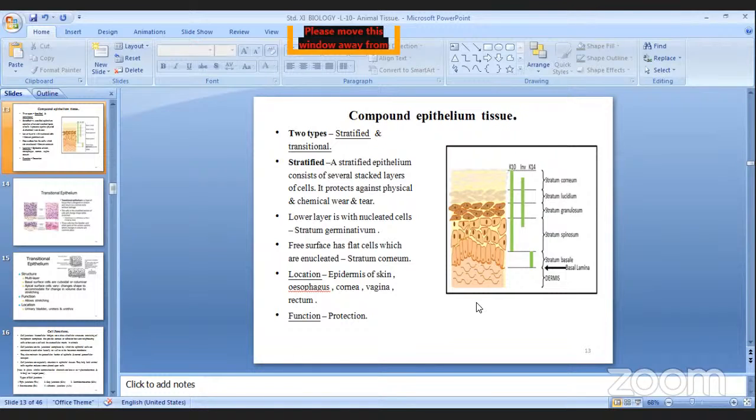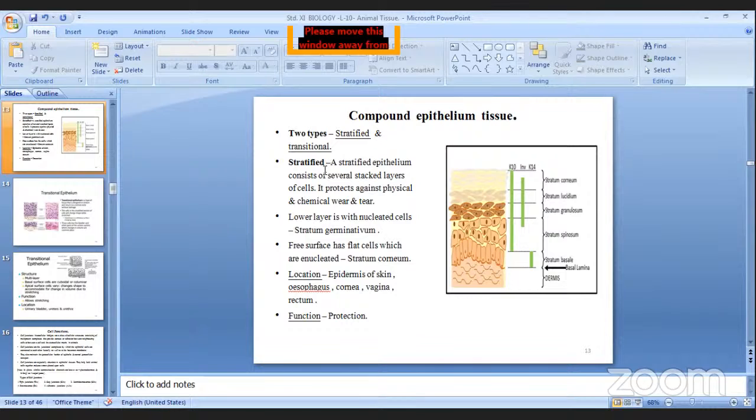Where it is present mostly: it is present in the epidermis of the skin, the esophagus, the cornea, hymen, the vagina, and the rectum. It is present in those areas where often cells get disappeared or degenerated, and then again new cells are formed. Therefore, it is known as wear and tear.